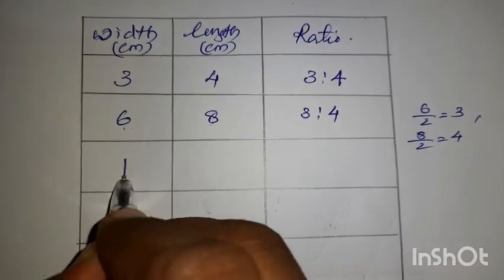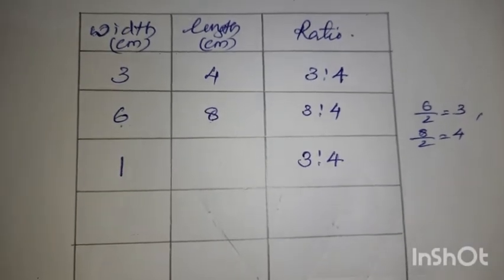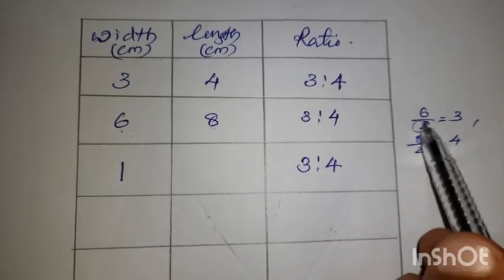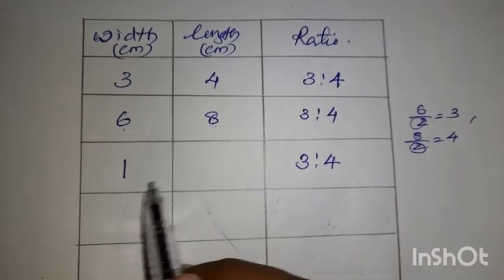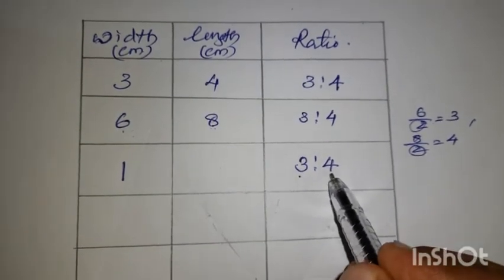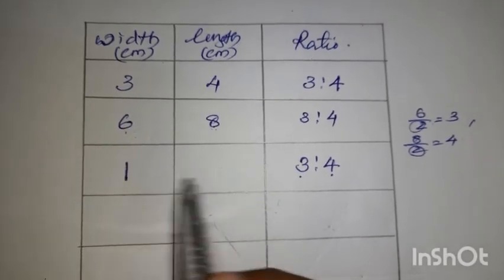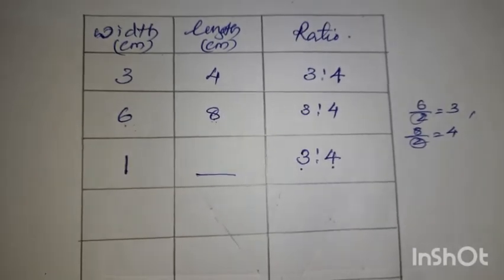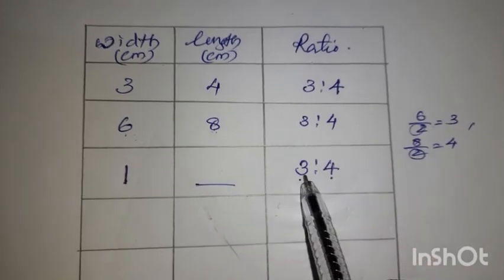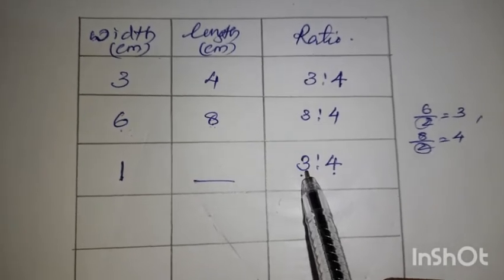Then width is 1. The ratio is 3 is to 4. In the previous one we divided with the common number 2. What about here? The ratio of width is 3, the ratio of length is 4. The width they gave is 1, and we have to find out the length. From width to width the ratio is 1 is to 1 and 3 there. That means the ratio is 3.